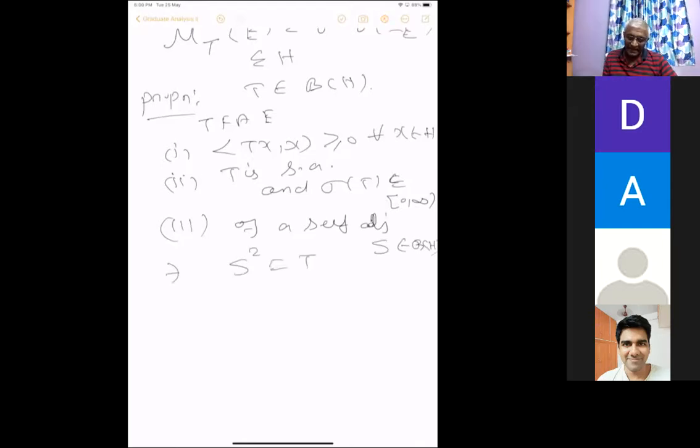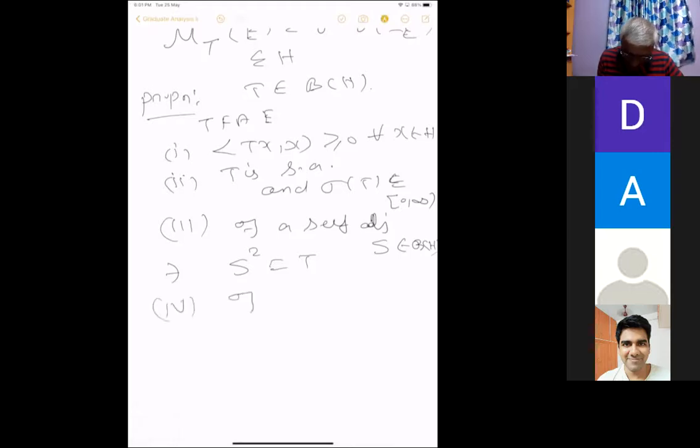I'm just assuming S is self-adjoint because it is only using this proposition that we are defining positivity, so I cannot take positivity again. Any operator satisfying any one of these conditions is called a positive operator. If S is also positive, then that is called the positive square root, and that square root will be unique. We will see that later. For the purpose of this proposition, I'm just assuming it's self-adjoint, with S squared equal to T.